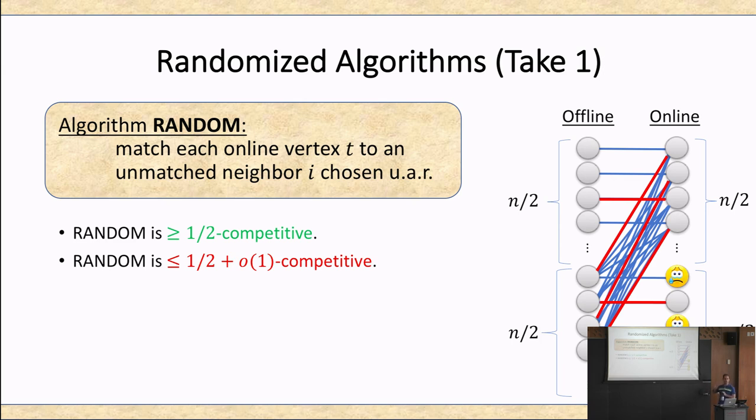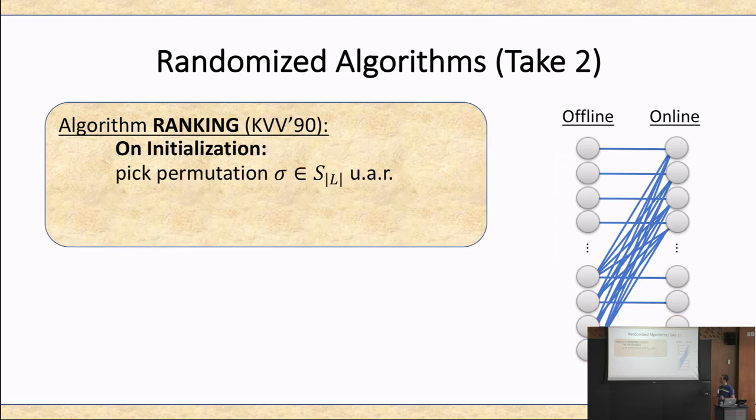If you don't follow it, don't worry. This is not particularly important for the problem. All right, so this naive random algorithm does pretty poorly. Let's see what we can really get.